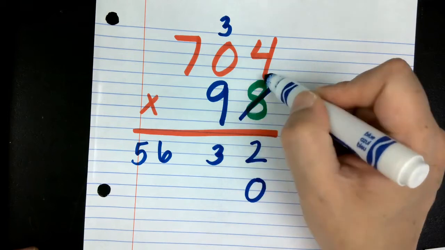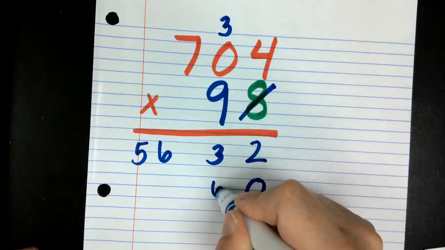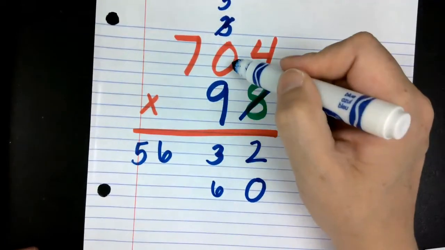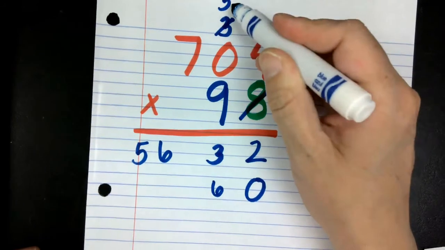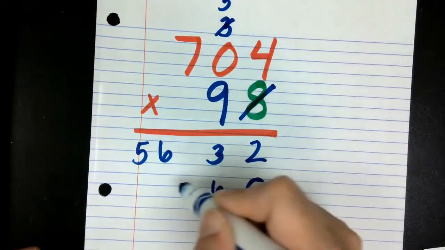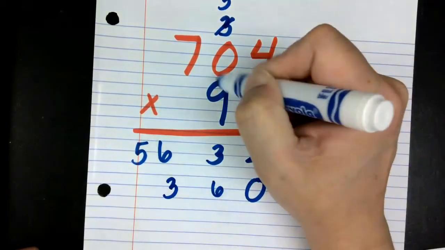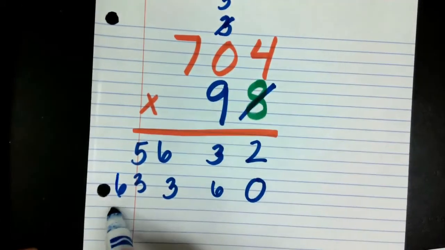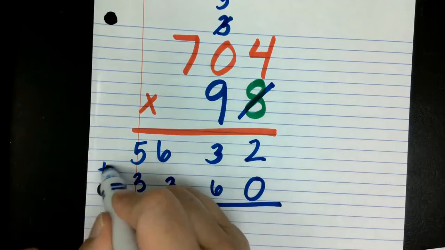So 9 times 4 is 36. I'm going to cross this 3 out from before and put my new 3 there. 9 times 0 is 0, plus 3 is 3. And then 9 times 7 is 63. And I'm going to be very careful to line everything up.